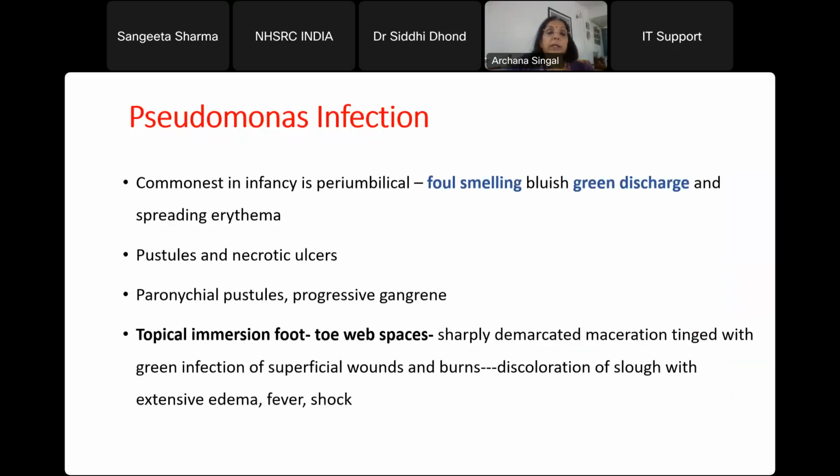Pseudomonas infections are gram-negative bacteria. Gram-negative bacteria are associated with greenish discharge and foul smell. They are more dangerous than gram-positive infections. Necrosis and gangrene happen more frequently in gram-negative infections. Okay, next.